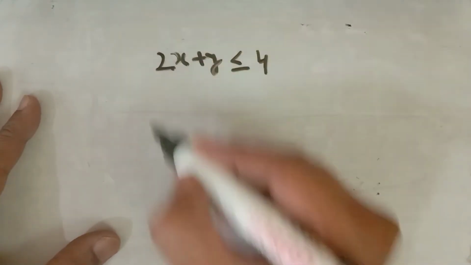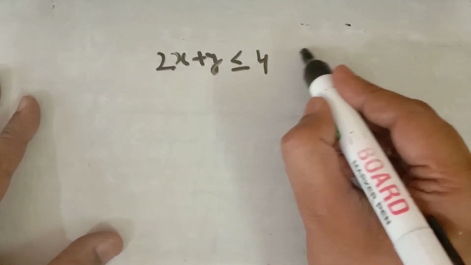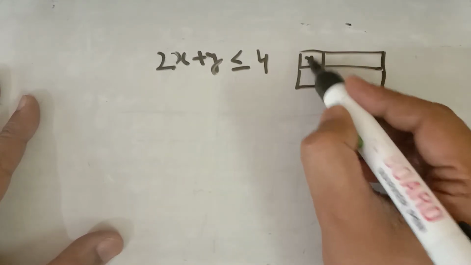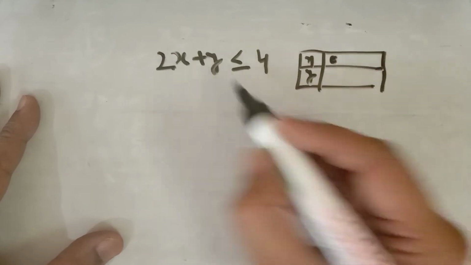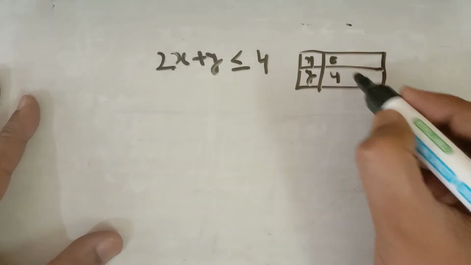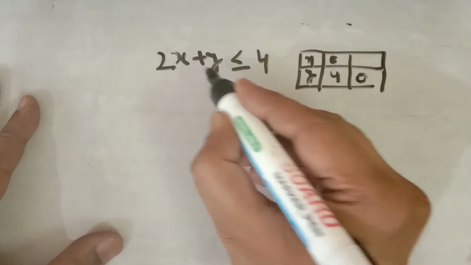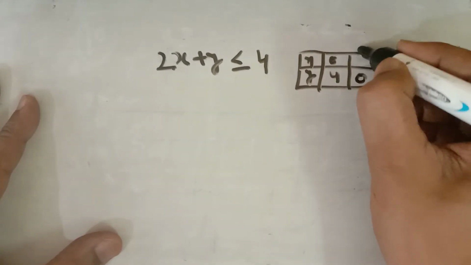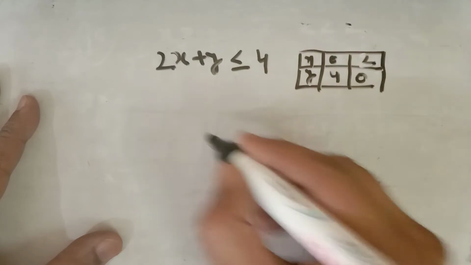I have taken this like this. Now what you have to do is draw the solution set of this, considering them as equations. If I take x equal to 0, then y will be equal to 4, and if I take y equal to 0, then x will be equal to 2. So this is the solution set for this linear inequation.